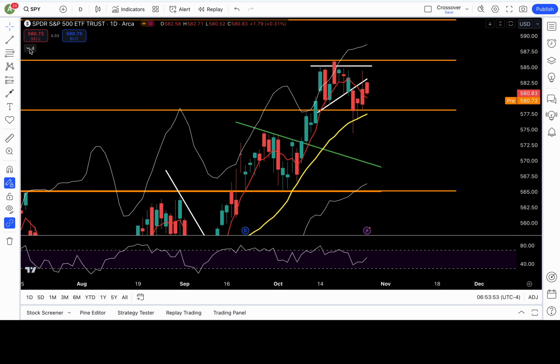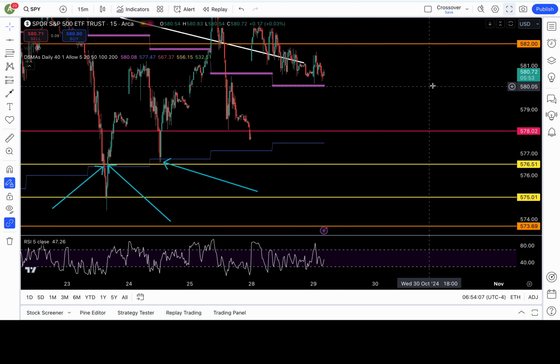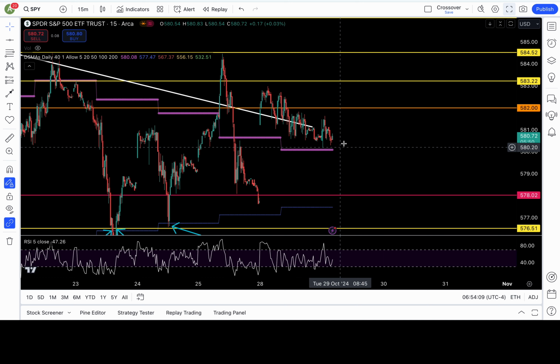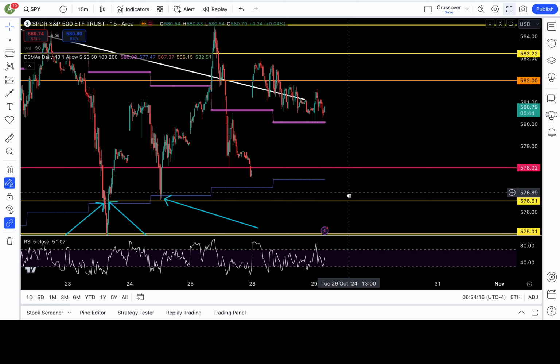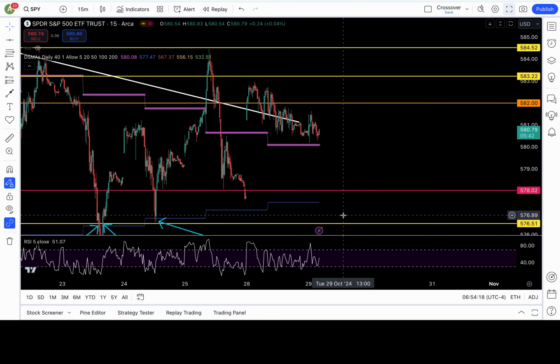I think the 20 is around 577.47. So getting below 576.5 and 575 levels would definitely be bearish. But it needs to start with the breakdown of the 5 daily moving average, which was at 580. Break those down, 580, 578, definitely could get a pullback. Below the 20, I'd be bearish.